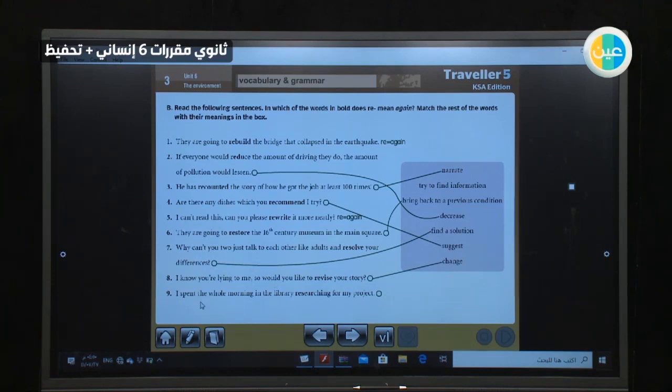I spent the whole morning in the library researching for my project. Researching. Are these a prefix and a word, or is it just one word? Researching. Yes, it is one word, and the meaning is try to find information.